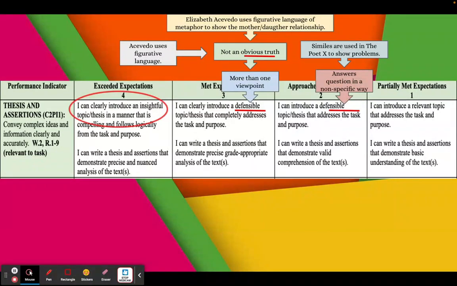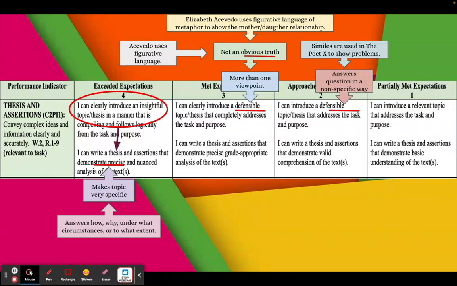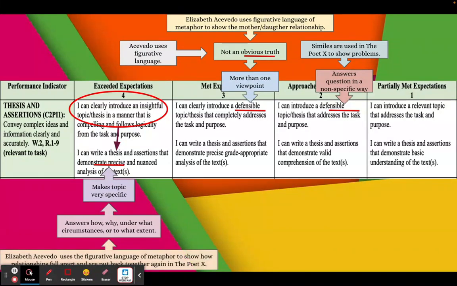But let's look and see how we can get it to that 4 or that exceeds expectations point. So we want to get really specific and really precise and nuanced. So make it very, very specific. It answers how, why, under what circumstances, or to what extent. For example, Elizabeth Acevedo uses the figurative language of metaphor to show how relationships fall apart and are put back together again in The Poet X. So it's much more specific and it gives us more to work with. So that is the breakdown of the rubric.